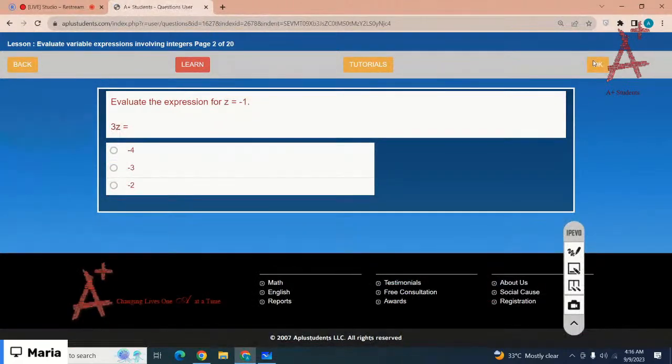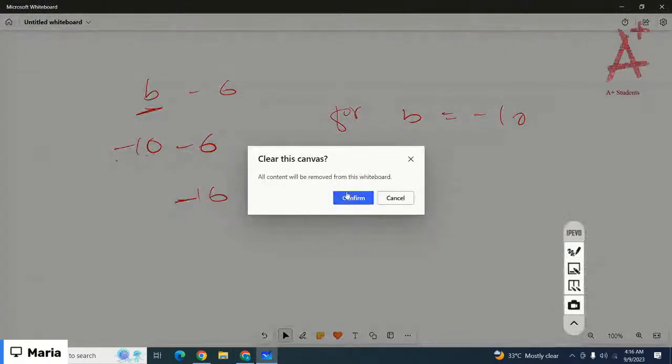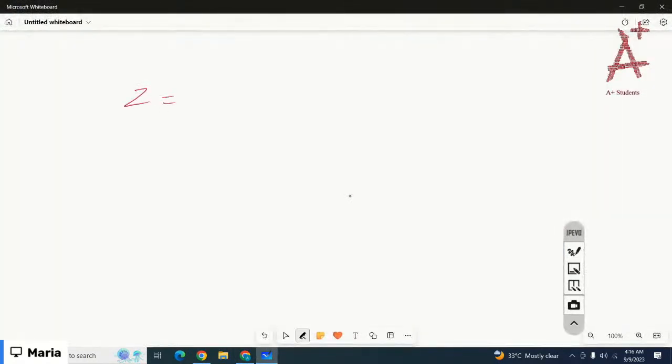Okay, the next one is evaluate the expression for z equals negative 1. And the expression is 3z. Simply replace the z with the value, 3 times negative 1. So you are multiplying a positive and a negative number, right? You are multiplying two numbers with opposite signs, so the answer must be negative. That would be negative 3, right?